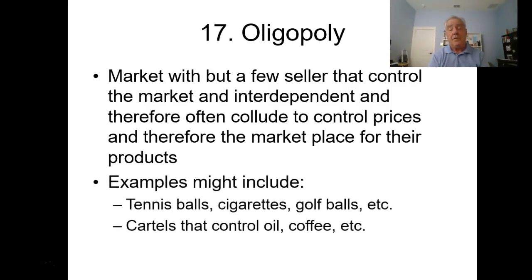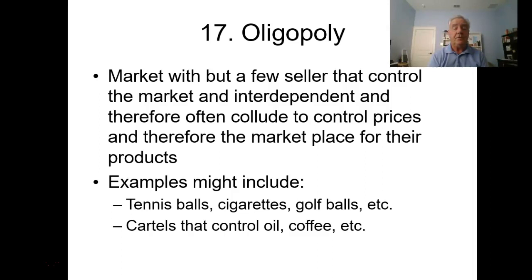Now, some examples of oligopolies might be, for instance, tennis balls. There are probably only 2 or 3 tennis ball manufacturers in the US. Dunlop would be one of them. I can't think of any of the others. Cigarettes might also be an oligopoly. Golf balls might be an oligopoly. In other words, the price of golf balls, how they're set, how you manufacture them, the quality standards they all have to meet. These guys kind of work together.